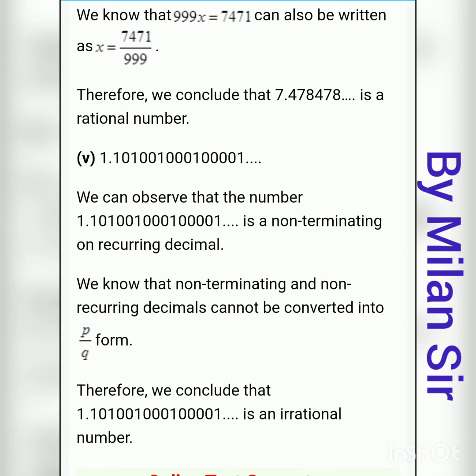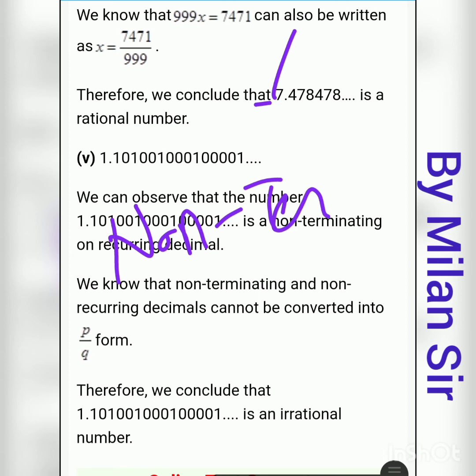Then number 5, 1.10100100010000... Here our answer does not terminate, that's why this is called non-terminating. Now if we look for the pattern, then here 1 time 0, 2 times 0, 3 times 0, 4 times 0. That means our digits never repeat.